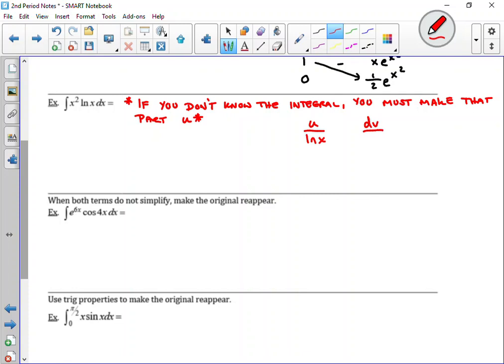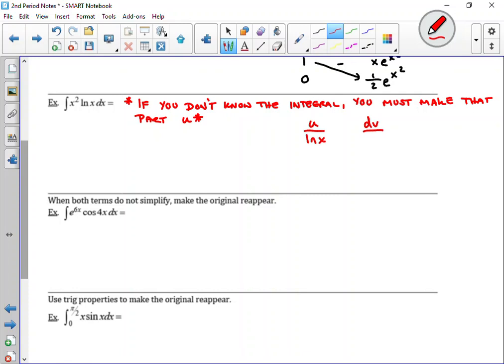There's only two rules. The first rule is try to make u something that reduces, and the second rule is if you don't know the integral of it, that has to be your u, because you can differentiate it, but you don't know the integral of it. So this time we can't do it.